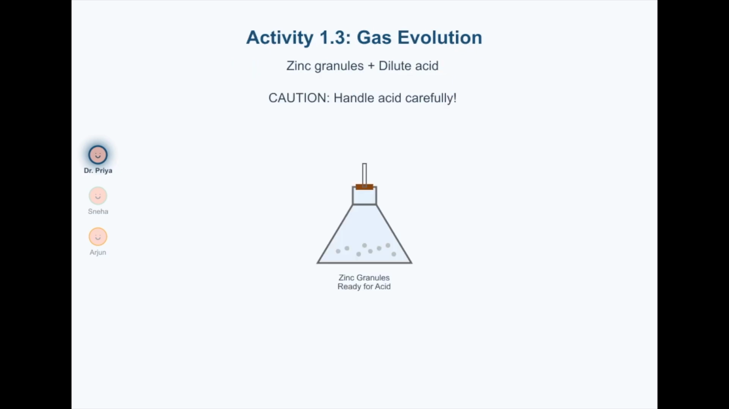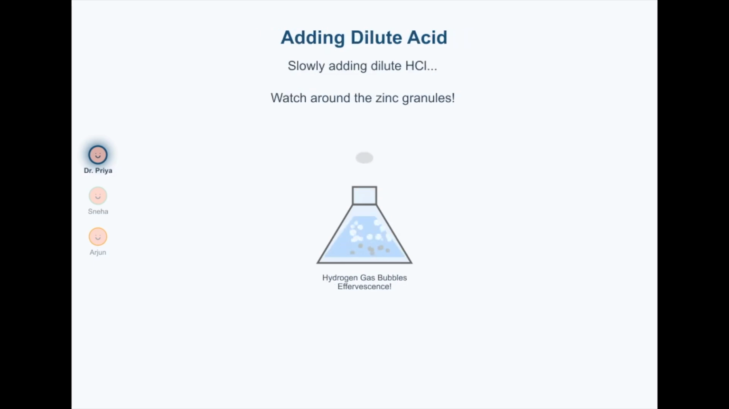For activity 1.3, I am adding zinc granules to this conical flask and will add dilute hydrochloric acid. Handle acids with care. Now I am slowly adding dilute hydrochloric acid to the zinc granules. Watch carefully around the granules for any changes.